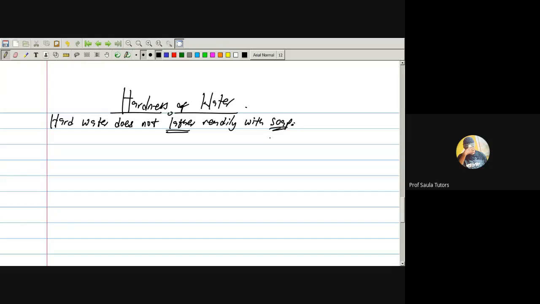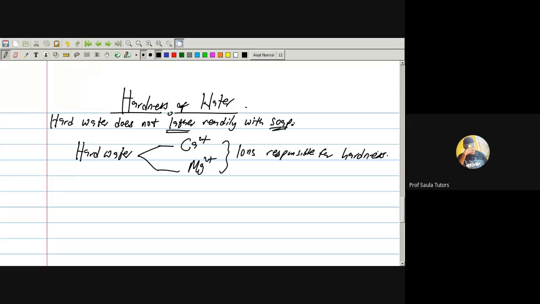Pay attention. Why is it that hard water doesn't lather readily with soap? Take note, guys, that hard water contains what we call calcium and magnesium ions. These are the two ions that are responsible for hardness.